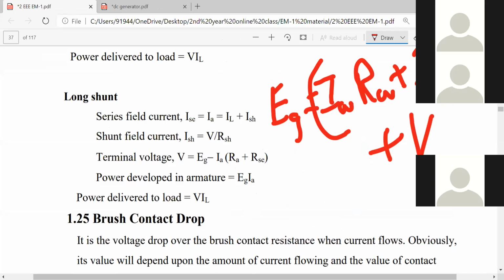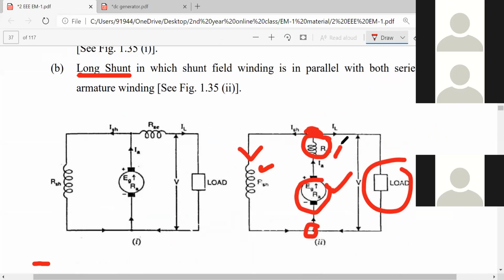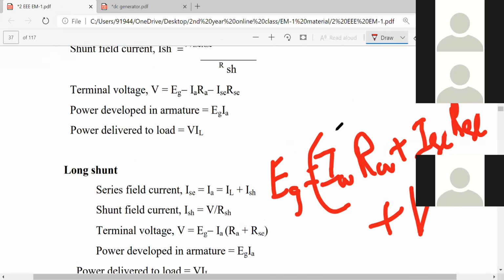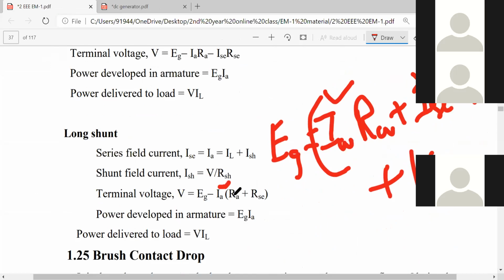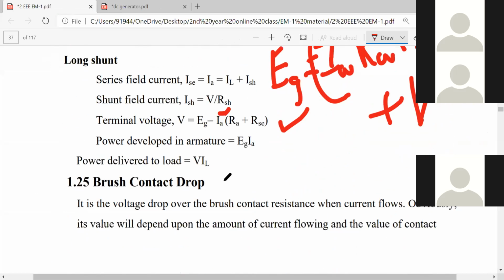Armature current equal to series current, because both are connected in series. Armature current, this one and this one are connected in series. So same, Ia equal to Isc అవుతుంది. సో దాని నుంచి మనకి ఇక్కడ Ia కామన్ గా తీసుకుంటాం. IaRa, Isc సిరీస్ కాబట్టి రెండు సేమ్ ఉంటాయి. I కామన్ చేస్తాం, సో ఈ ఈక్వేషన్ వస్తుంది. సో పవర్ డెవలప్డ్ EgIa, పవర్ డెలివర్డ్ టు లోడ్ VIL. ఆర్మేచర్ లో ఇంత పవర్ డెవలప్ అవుతుంది, లోడ్ కి ఇంత పవర్ వెళ్తుంది.